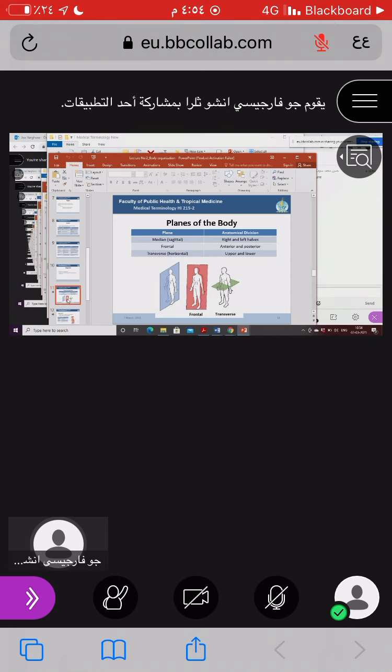Different planes of the body. What do you mean by sagittal plane? What do you mean by frontal plane? And how each plane divides your body. For example, the median plane or sagittal plane divides your body into right and left halves. The frontal plane divides into anterior and posterior. The transverse plane divides into upper and lower.